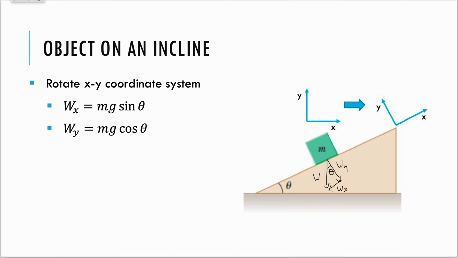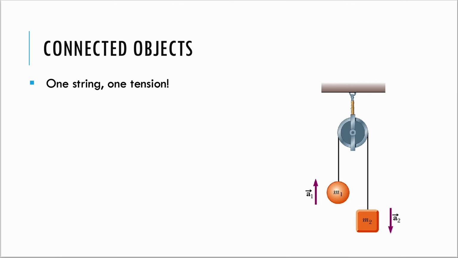on an incline. And finally, when you have connected objects, remember, these two objects are connected by one string, so there's only one tension in that string. There's a tension up away from the object for M1, there's a tension up away from the object for M2. Both of these tensions are the same. Likewise, the acceleration is the same. The magnitude of the acceleration is the same. They're going in opposite directions, but the amount of acceleration is the same.